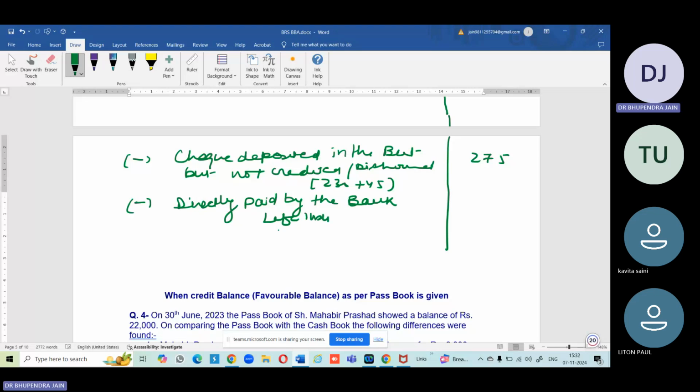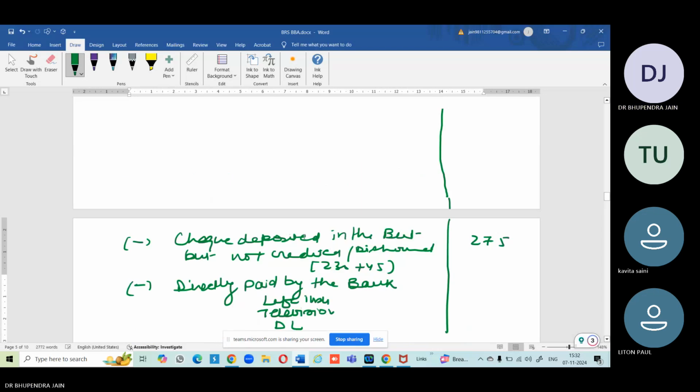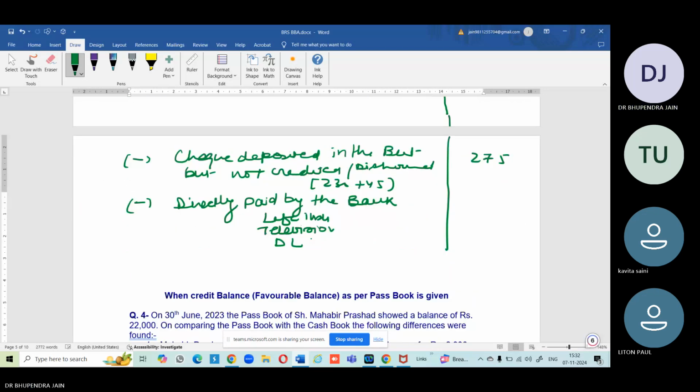Life insurance, television fee, and driving license fee. How much? 170, 120, and 22. The total is 312. Clear?